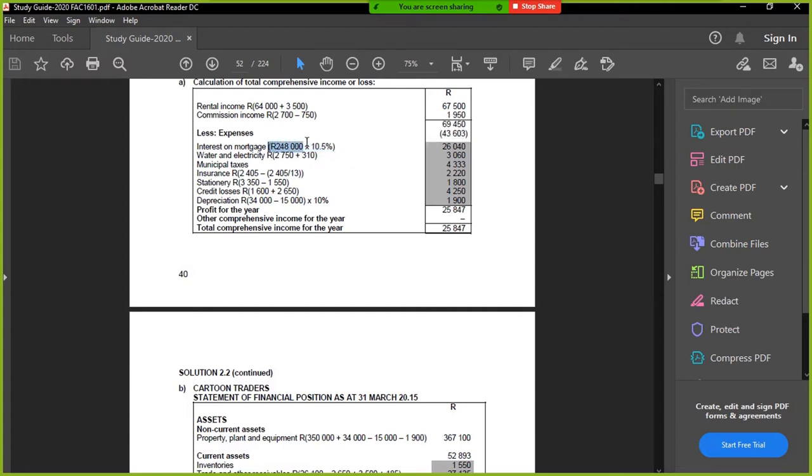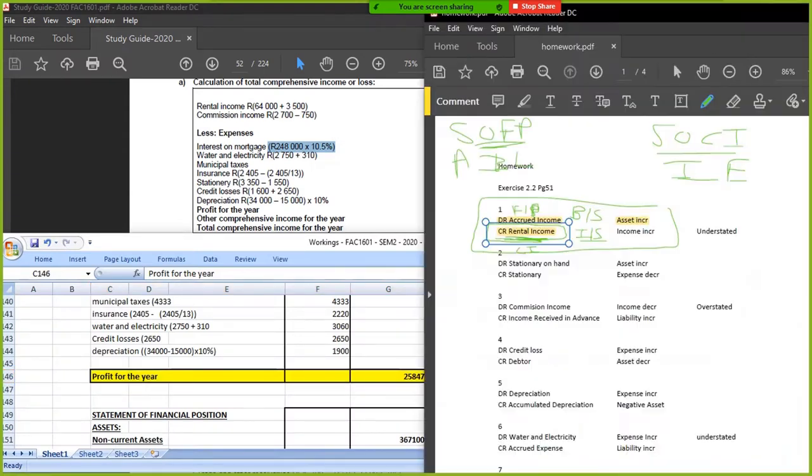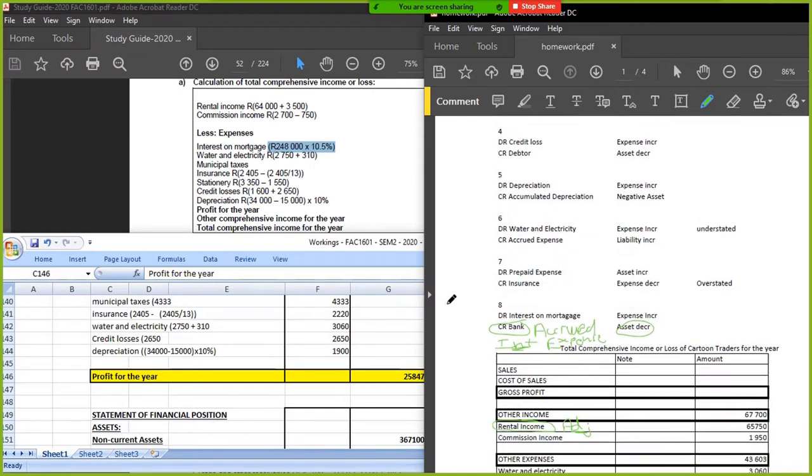Right, notice their working isn't that good, because that working doesn't show the adjustment. My working shows the adjustment. Your working shows the adjustments. Have a look at your working. Where's your working? Here's your working. Your working shows the adjustment.